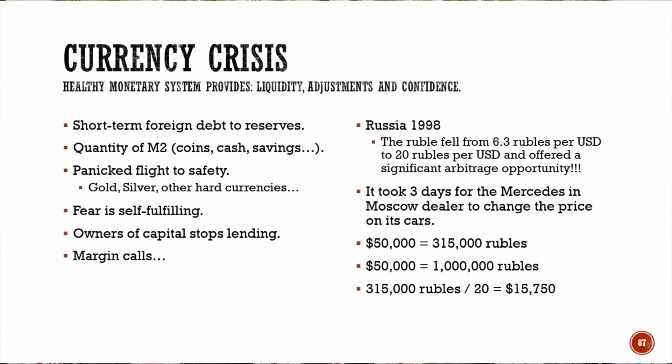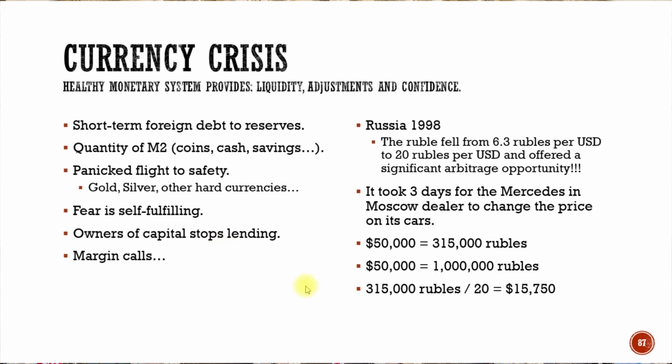One such event was when the Mercedes dealer in Moscow didn't understand that the exchange rate had changed, and it took him like 3 days before he realized that he was selling a bunch of really fancy Mercedes-Benz vehicles for like $10,000-$15,000 when it probably should have been around $50,000. And that's kind of bad when that happens.